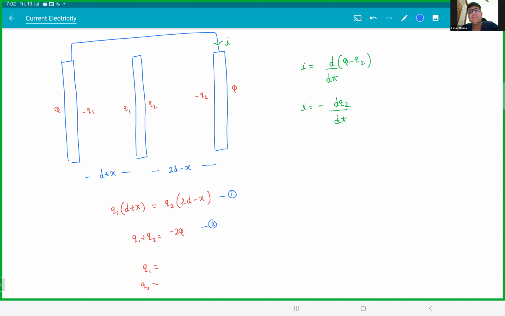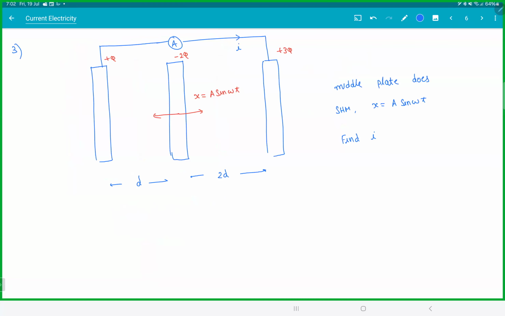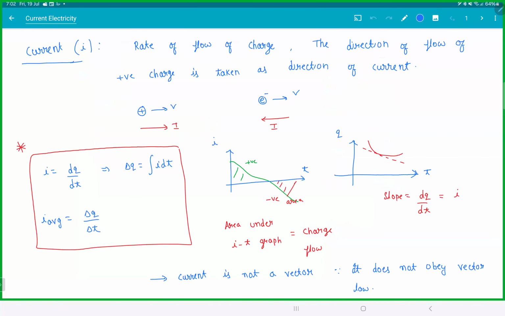I didn't get how you write I is equal to d of (q minus q2) by dt. What do you think we should write? I didn't get how that came about. Okay, what is the definition of current? Flow of charge, rate of flow of charge. Okay, what do you call that mathematically? How much charge is flowing per time, dq by dt.